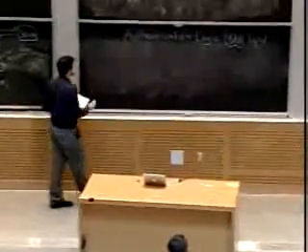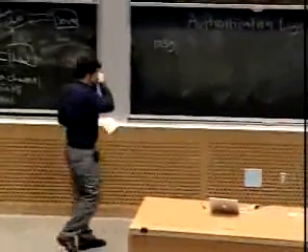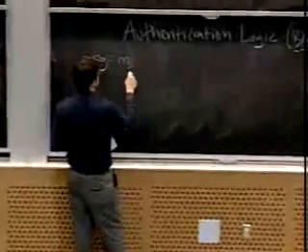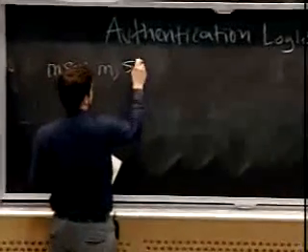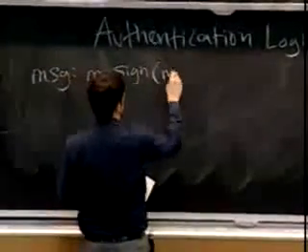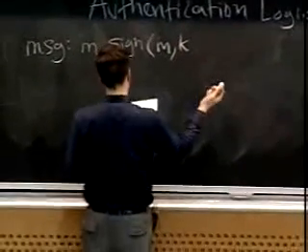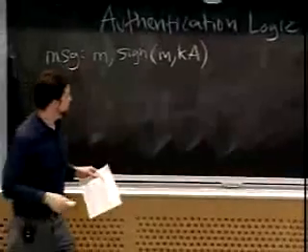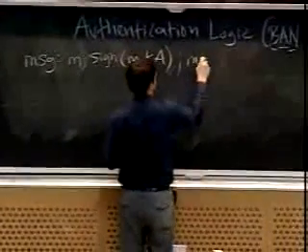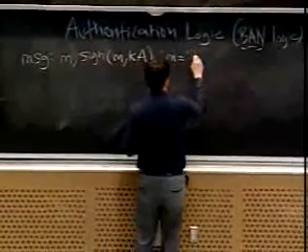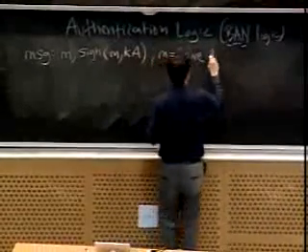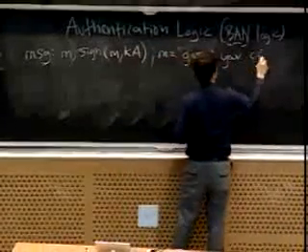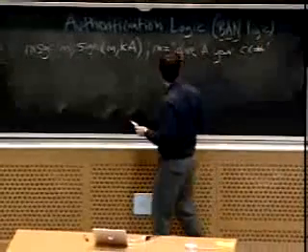Let's look at a specific example. Suppose that you receive a message over the internet. This message is some message M, signed with some key K, call it K sub A. And suppose that the contents of message M are: give A your credit card number.